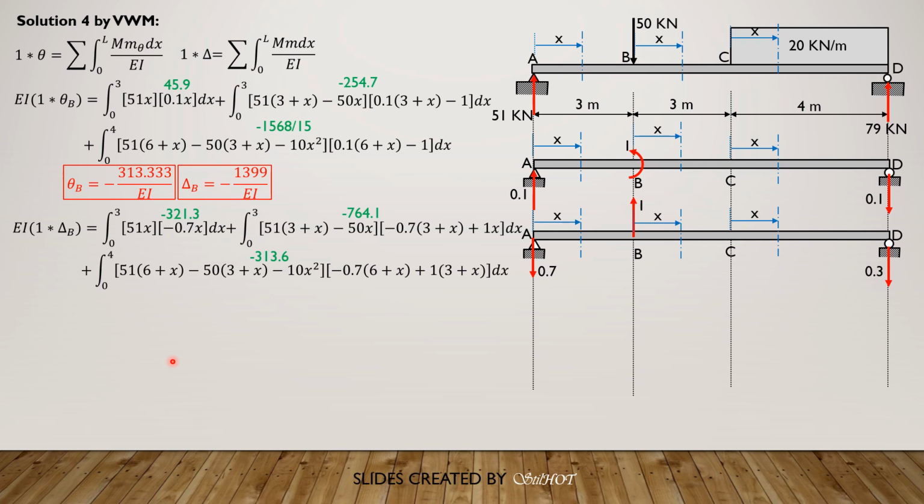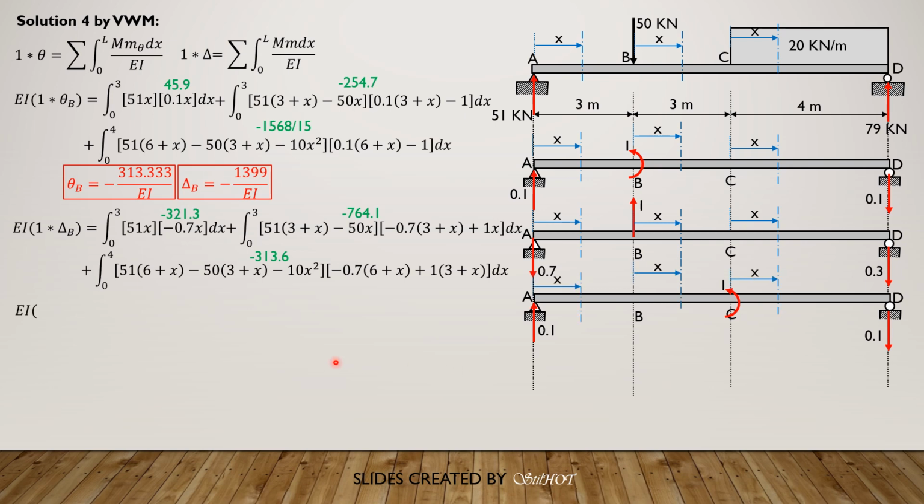And finally, we have a unit couple at C. Then reaction at A times 10 equals 1. So again, this is 0.1 upward. Then at D, 0.1 downward. Then EI times quantity 1 times theta C, same segment, equals integral of quantity 51x times 0.1x dx plus integral of 51 times (3 plus x) minus 50x times quantity 0.1 times (3 plus x) dx.